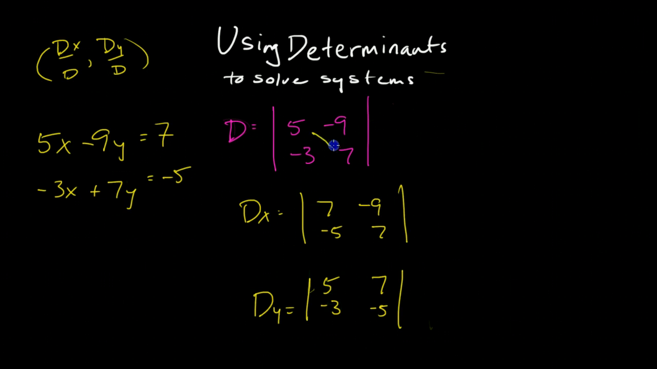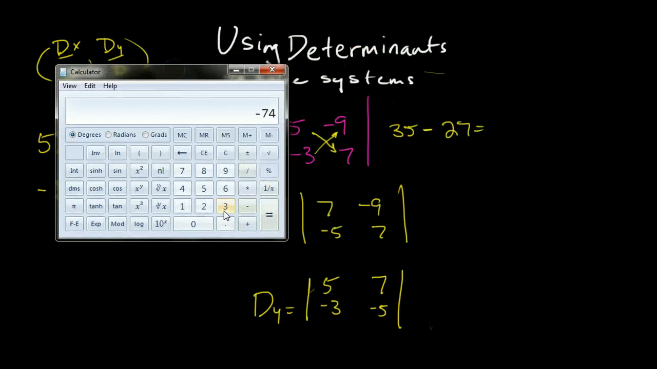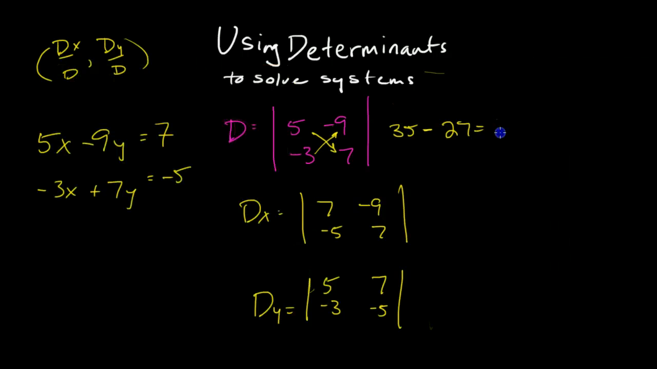Let's see. 5 times 7 is 35. I want to subtract from that. Negative times a negative is a positive. 9 times 3 is 27. So it's 35 minus 27. Get the old trusty calculator out. 35 minus 27 gives me 8. Cool. That's our common determinant. That's what's going to be in the denominator of our solution.